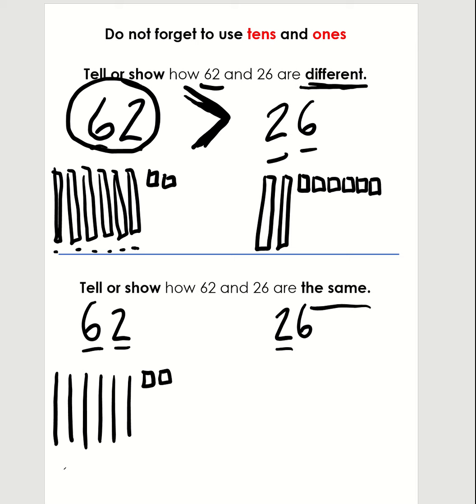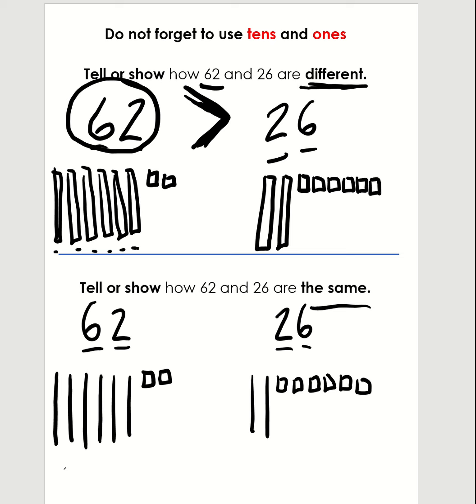To number 26, I've got 2 tens. And I've got 6 ones. 5 and 6. Perfect. Now it's the same thing. This number is going to be greater than, so 62 is greater than 26, but I also want to take a look at how can these numbers be the same.